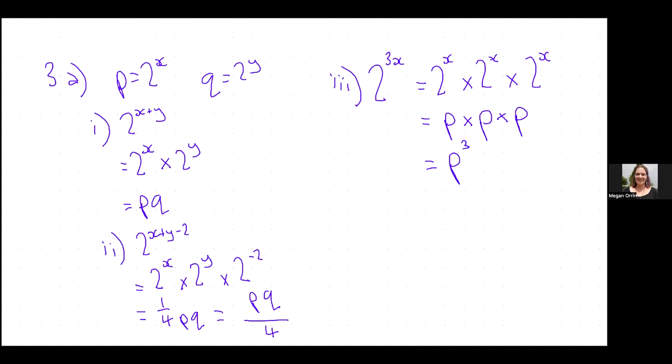All right. The next bit we're going to do is part B, and that's a bit trickier. So let's get rid of all of this first. All right. So we're looking at 3b. We're given some new information. So I'm going to rewrite that p is 2 to the power of x and q is 2 to the power of y. All right, but now we're given more information about what they actually equal.